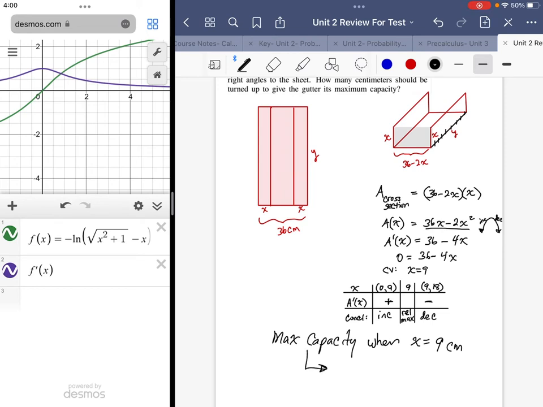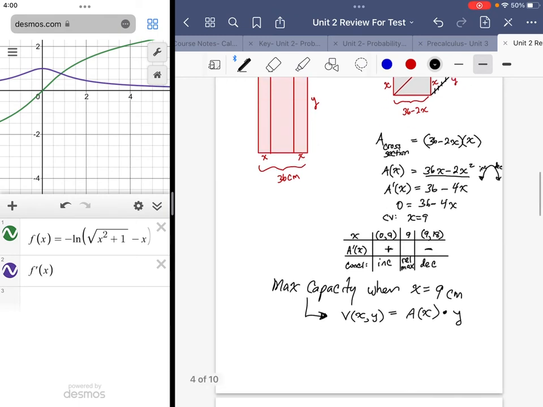All right, the maximum capacity itself, it doesn't really ask us for that, but it would be the area multiplied by the length. So we'd be looking at volume V of x, y, would be equal to A of x times whatever the y value is, which in turn would be 36x minus 2x squared times whatever the y value is.